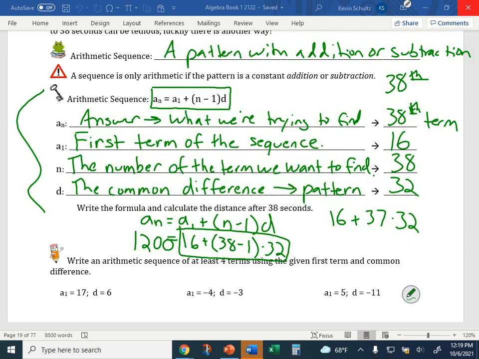Okay. And eventually, obviously you can do the 38 minus 1 in your head, right? So eventually you can move to just doing this, but you have to understand why you're using 37 and not 38. I already explained it. Who can summarize why we're using 37 there and not 38? Why is that n minus 1 a part of the formula?